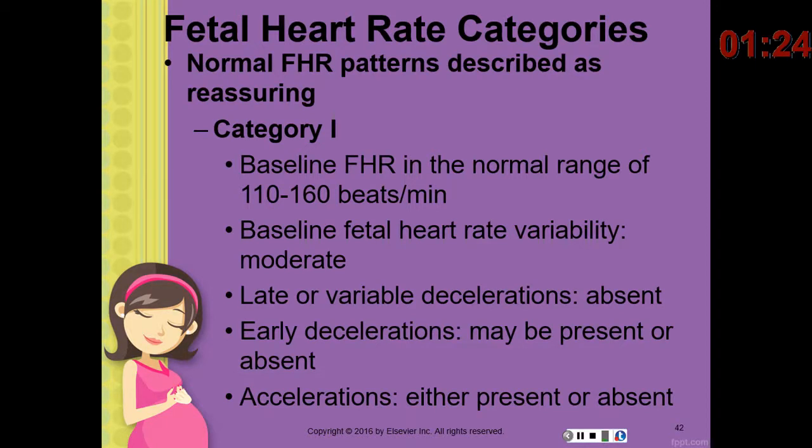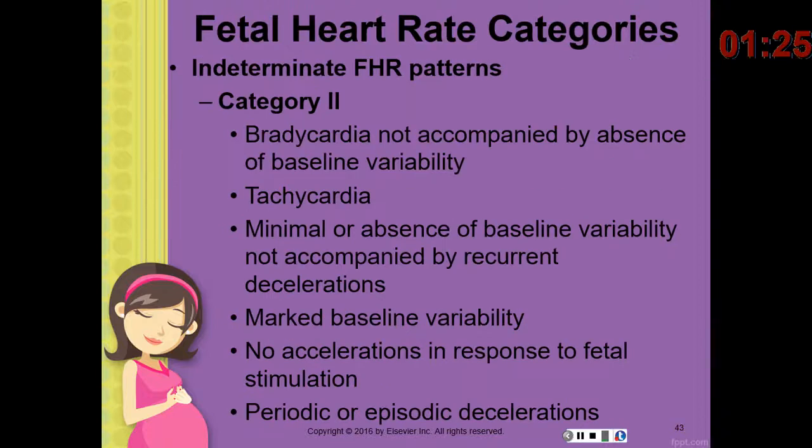I can tell you, it's in that normal range of baseline, and we have moderate variability. We don't have decelerations, except for maybe early, but we want to have accelerations. Category 2, it's bradycardia but there's baseline variability, or tachycardia. So it's something that falls out of the normal, but it's just something we have to maybe investigate and watch. Minimal or absence of baseline variability, but not with decelerations.